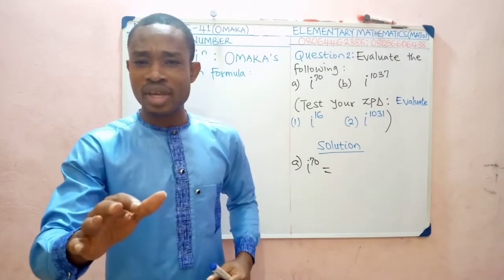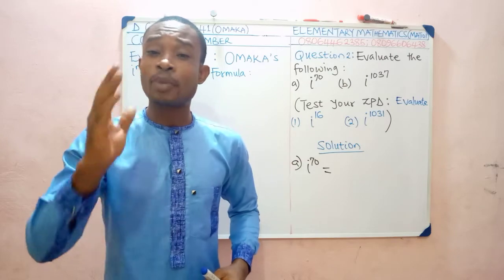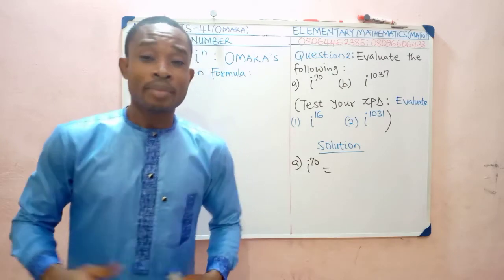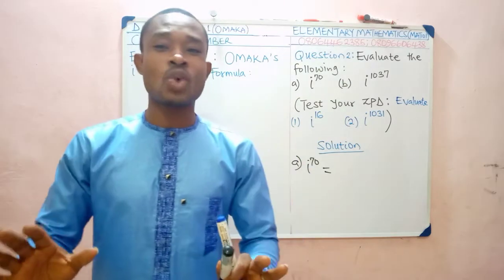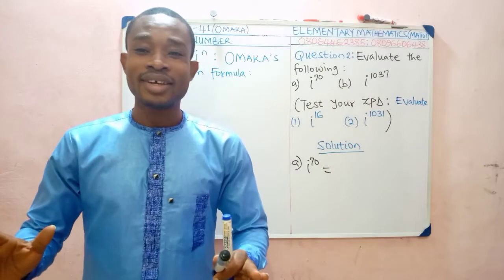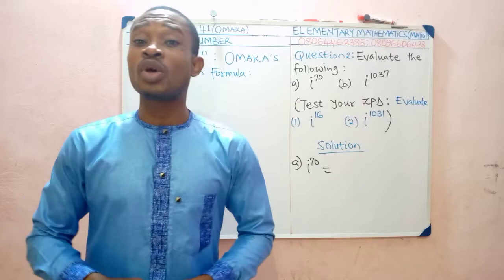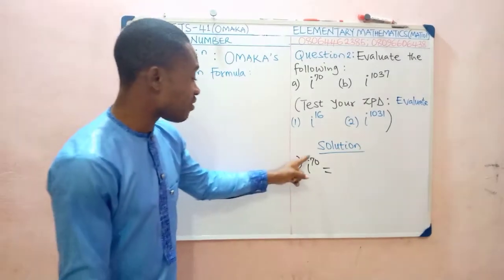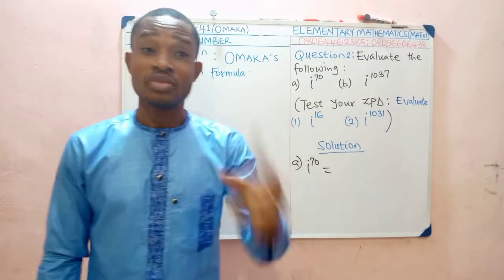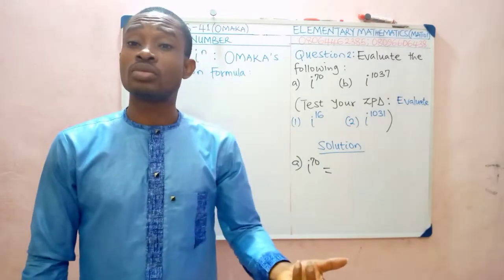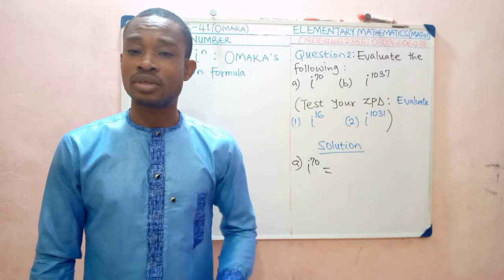This simply tells me that i raised to power 70 is either plus 1 or minus 1. But I don't know whether it is plus 1 or minus 1, so I'm going to find that out. And how do I determine whether it is plus 1 or minus 1? Simply divide 70 by 2. Remember, n over 2, if n is an even number.